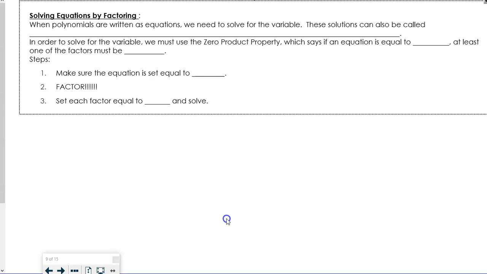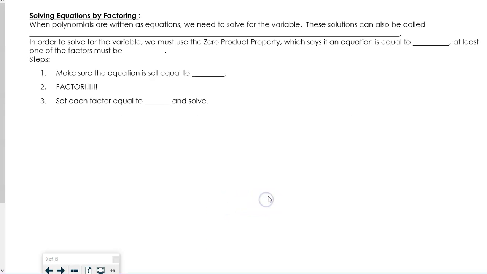So here we want to talk about solving equations now. So when we're asked to solve an equation, that's a little bit different. It says when polynomials are written as equations, we need to solve for the variable. These solutions can also be called values, solutions, roots, or zeros, okay? That's what the question is going to ask you to find, one of those 4 words, okay? And that's important because different questions are going to be expressed different ways.